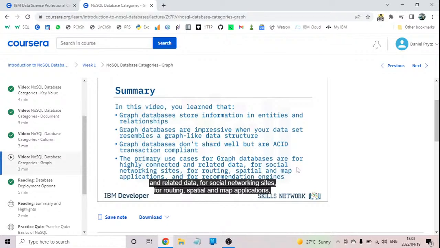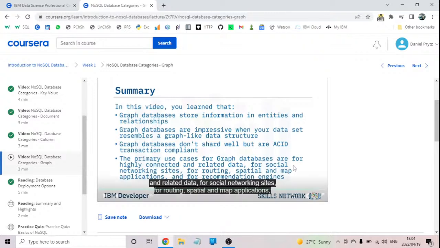The primary use cases for graph databases are for highly connected and related data. So as we say, tables which have primary keys, related stuff, that is for graph databases. For social networking sites, for routing, spatial and map applications, and for recommendation engines. Recommendation engines as well, because it's all related to the same thing. Map applications relate to the same specific topic, and spatial and routing. Let's keep going. So that is that.